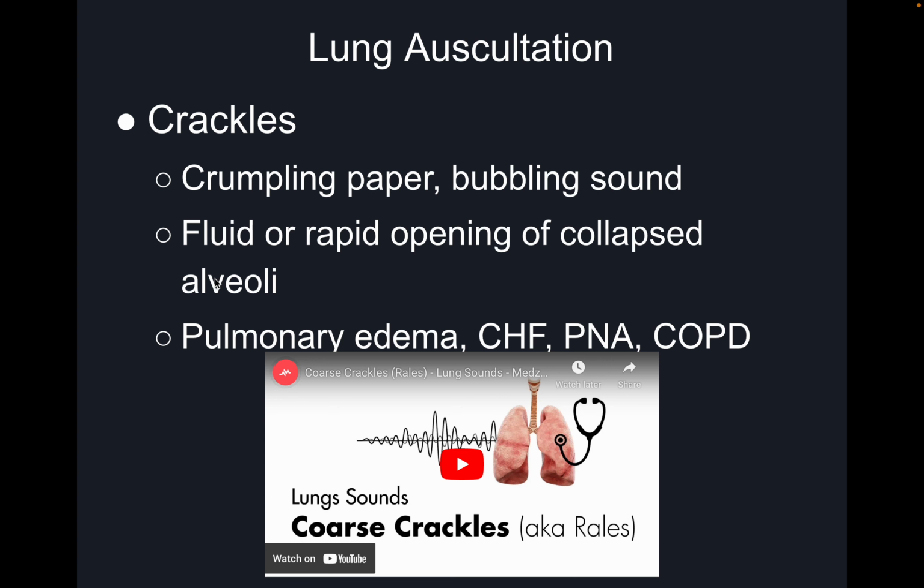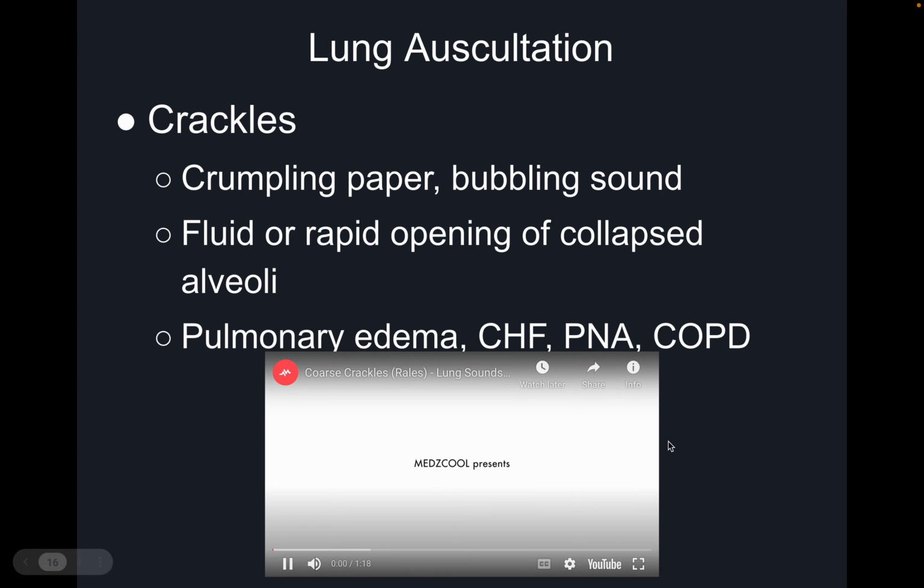Abnormal finding, which is going to be crackles. Some folks will describe this as a bubbling sound or a crumpling paper. It tends to be associated with fluid or rapid opening of collapsed alveoli, the air pockets for oxygen and carbon dioxide exchange, and can be associated with things like pneumonia, fluid in the lungs, COPD.